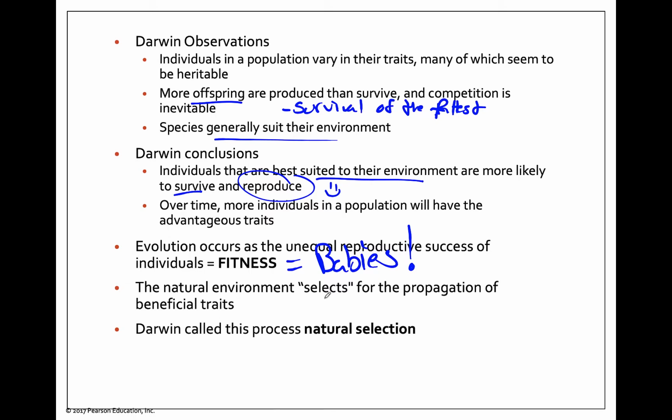The environment selects for the propagation of its species. So this process of selecting for organisms that are fit is called natural selection. So fittest never meant the fastest or the strongest. It means the most able to reproduce. You might be the most able to reproduce because you are the fastest gazelle and you can outrun the lion, and thus you can have babies later because you're alive.